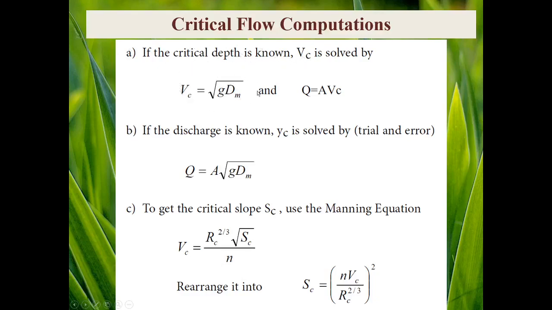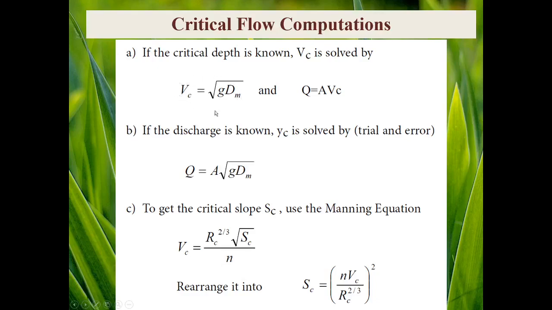Therefore, you can easily calculate the velocity with respect to the definition of the celerity. You remember this term is the celerity. In other words, when the depth of the flow equals the critical depth, the velocity equals the celerity, and you can easily find it by the square root of g times Dm. We already said this is the hydraulic mean depth.